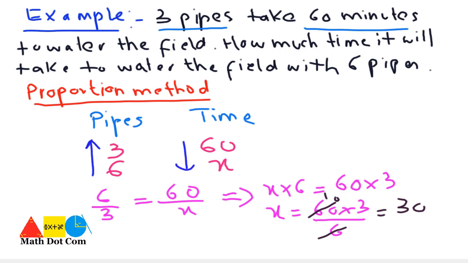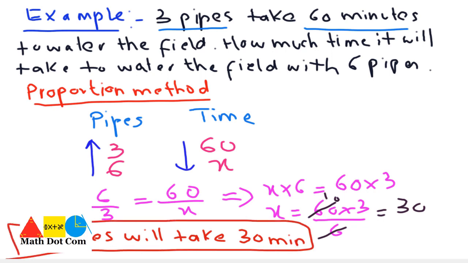So our result is 6 pipes will take 30 minutes. Okay, so this is how we can solve inverse proportion by using the proportion method. Let's take another example. Example number 2.